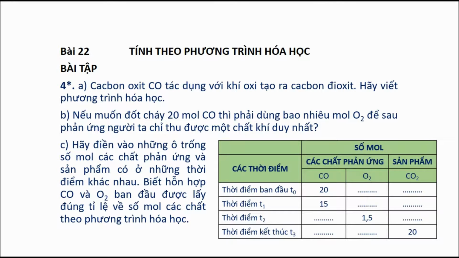Time at the beginning, T0. Number of moles of reactant CO 20, O2 blank. Number of moles of product CO2 blank. Time at T1. Number of moles of reactants CO 15, O2 blank. Number of moles of product CO2 blank. Time at T2. Number of moles of reactant CO blank, O2 1.5. Number of moles of product CO2 blank. Time at the end, T3. Number of moles of reactant CO blank, O2 blank. Number of moles of product CO2 20.